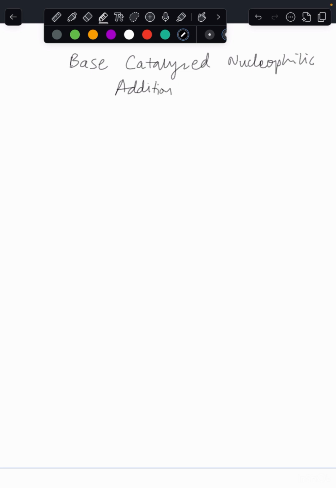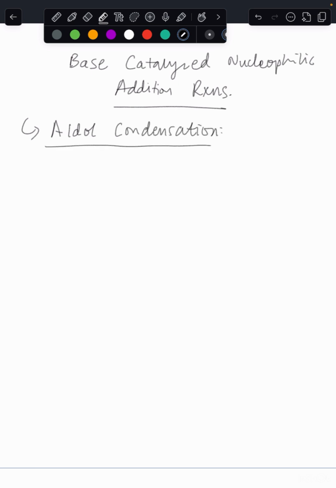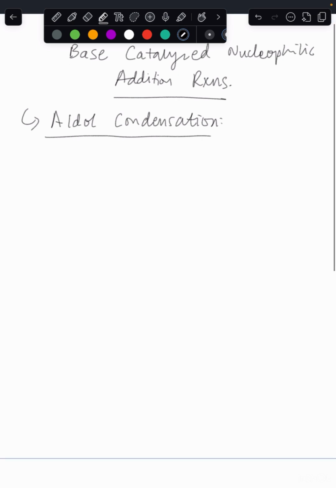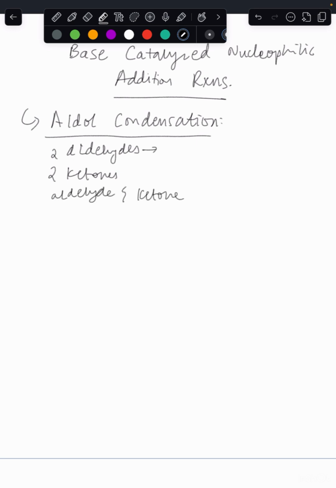So in base catalyzed nucleophilic addition reactions, a type is aldol condensation, which happens with either two aldehydes, two ketones, or an aldehyde and a ketone. Now these two may be identical or different. The same is the case with the ketone.